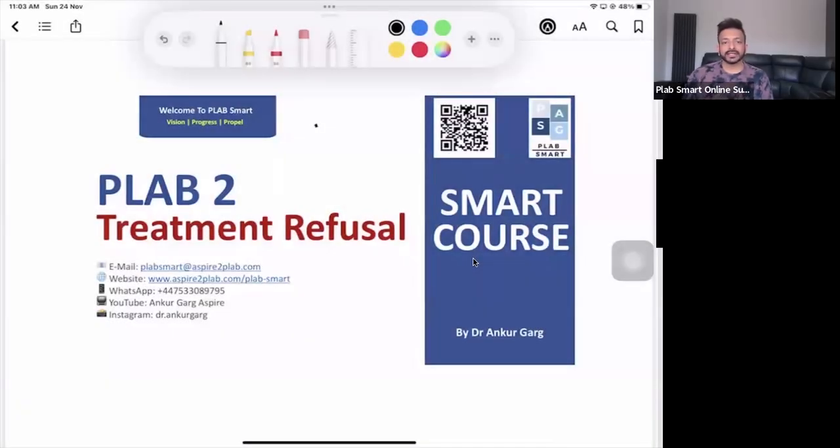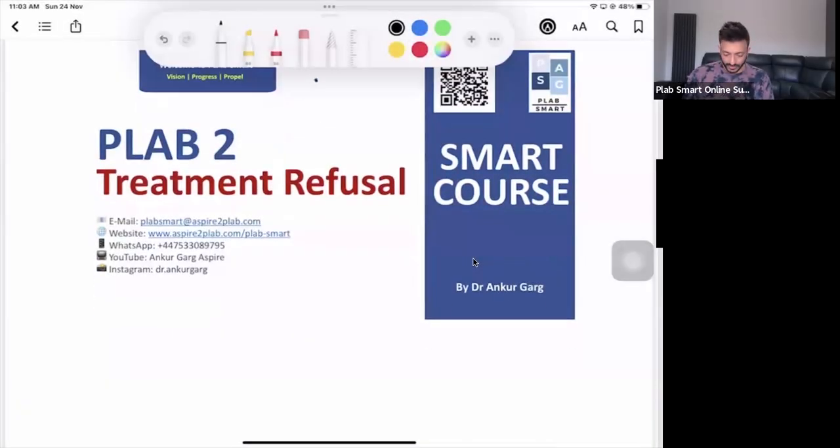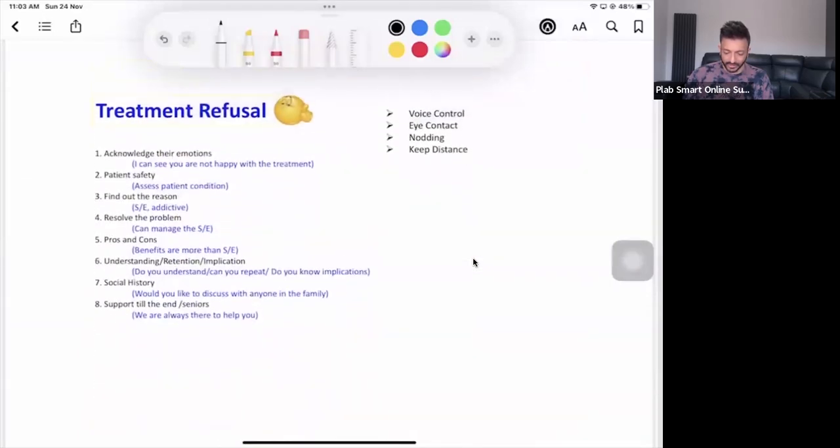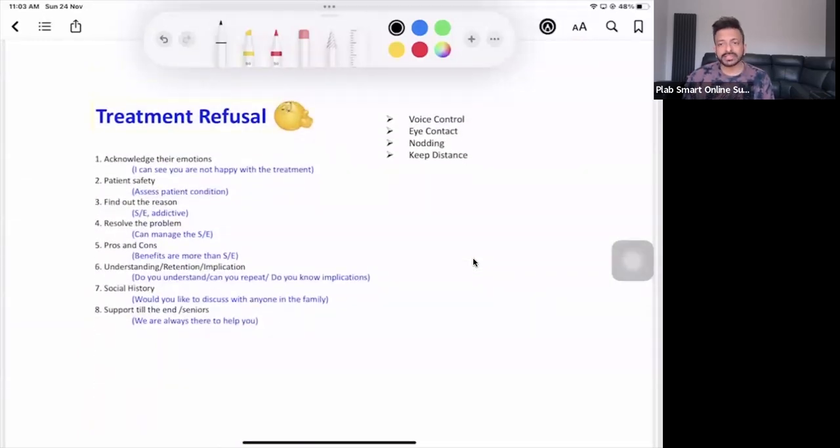Guys, so let's begin treatment refusal. We have many scenarios where you will see the patient is refusing the treatment. So how do we manage those cases and get the maximum score in these kinds of stations? This includes treatment refusal, as well as the stations where the patient is saying, I want to go home. So self-discharge cases as well, right?